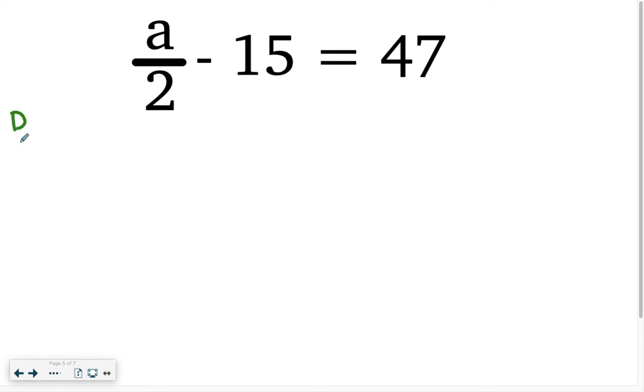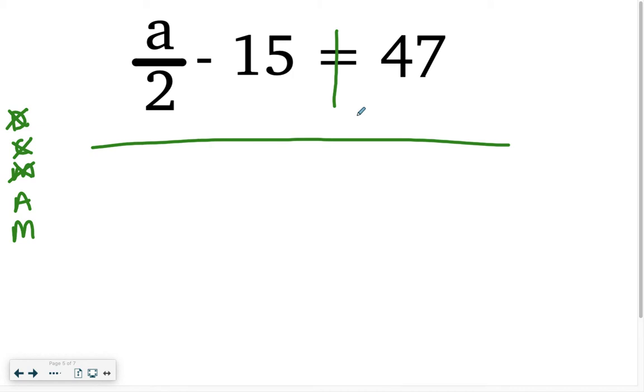All right. Don't Call Me After Midnight. Do I have anything to distribute? No. Do I have any terms to combine? Nope. Do I have any variables that need to be moved from one side of the equal sign to the other? No. So now I'm moving on to the addition and subtraction. So I'm subtracting 15 on the side with the variable, so I'm going to add 15 to both sides.